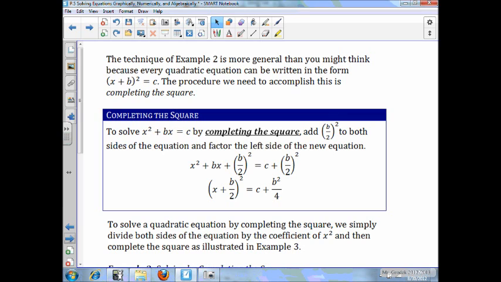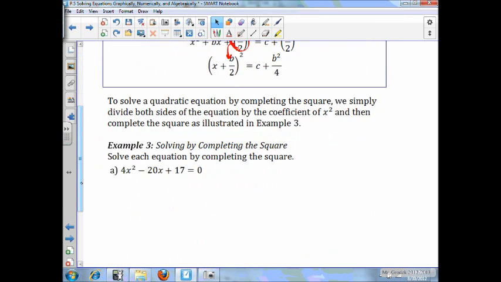Now, to solve x squared plus bx equals c by completing the square, we're going to add b over 2 squared to both sides of the equation and factor the left side of the new equation. So the big thing is we want to take half the number in front of x, and square it and add that to both sides. Then when you factor it, this number will automatically come here. Simple enough. We'll go through some problems here.